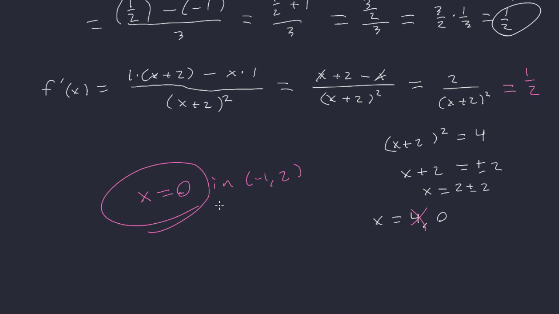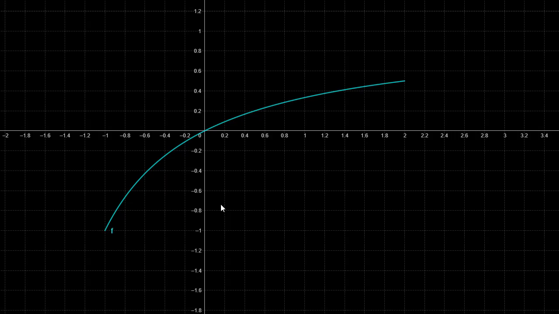Just double checking. Yes, that is the interval we're looking for. And there we go. There is the point guaranteed to exist by the mean value theorem.